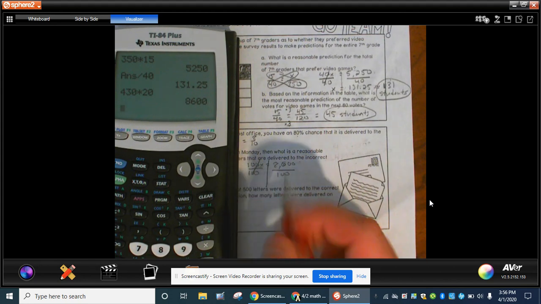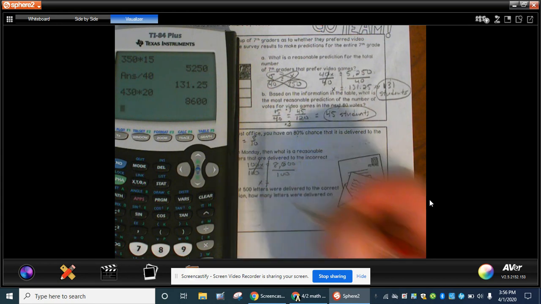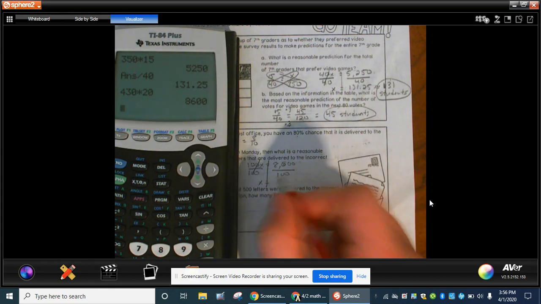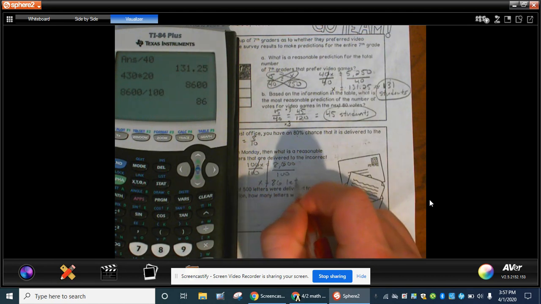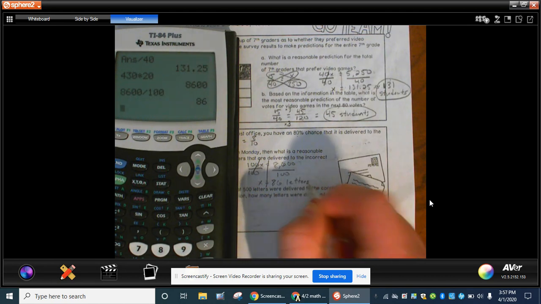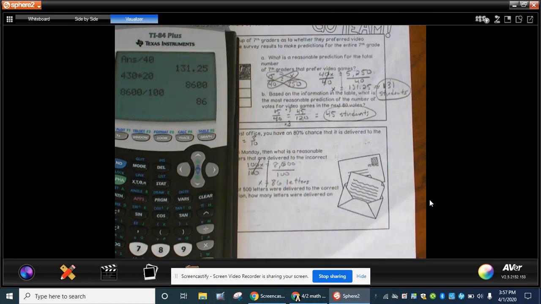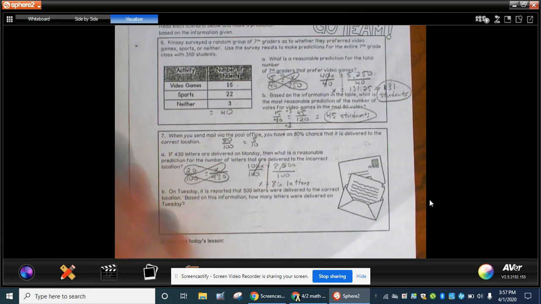100 divided by 100 is 1, so you're left with 1x, and that is equivalent to 8,600 divided by 100. And we should get 86 there. We'll check that. 8,600 divided by 100. We get 86. So 86 letters are going to go to the incorrect place. Now, that is one way to solve this. You don't have to use this way each time you do this, okay? So I'm going to show you one more way.